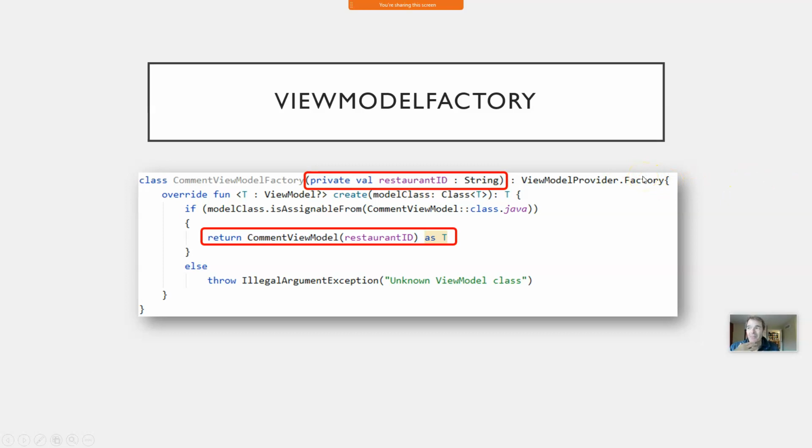So all that we're really doing inside this custom class we've created is making sure that we're using the comment view model class. And if we are, then we can pass in the restaurant ID. It's like I do nothing, but then it works, so yay. Kind of.